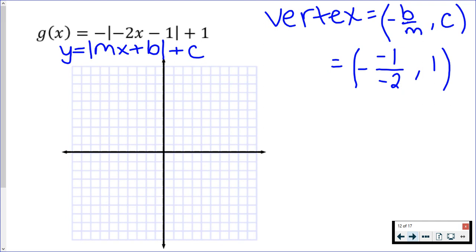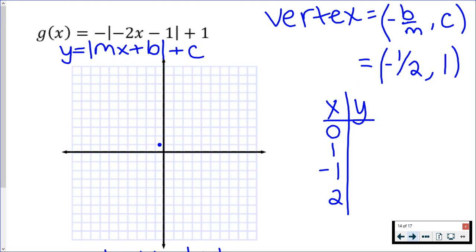So simplifying, we have negative 1 over negative 2, which would become positive 1 over 2. However, there's still a negative in front. So our vertex is negative 1/2, comma 1, and you can see that point on the graph. So when I'm making this graph and I'm putting other points on there, this point as of now is the highest point on that graph. The other points that I put on there should all be lower than that point.